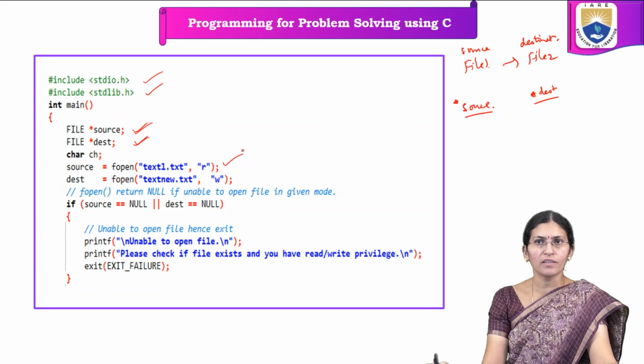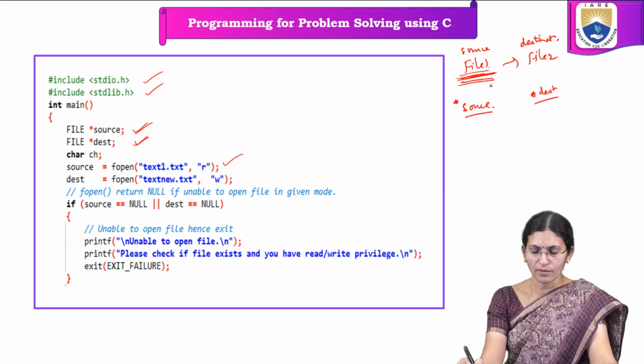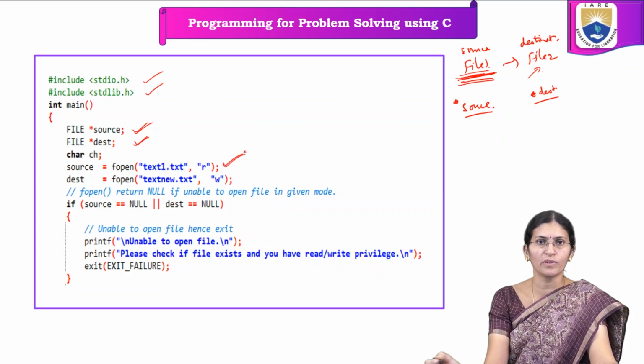So what we are doing here is we are opening file 1 in read mode and then extracting the information that is there. We perform the read operation on this file and then, simultaneously, we are writing the same information to file 2.